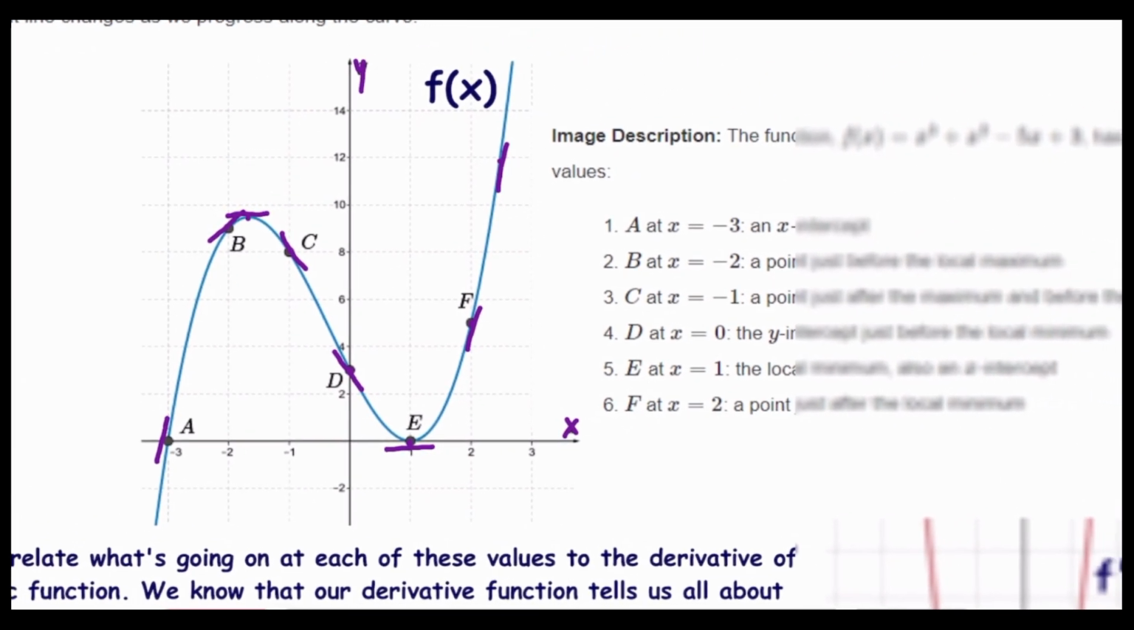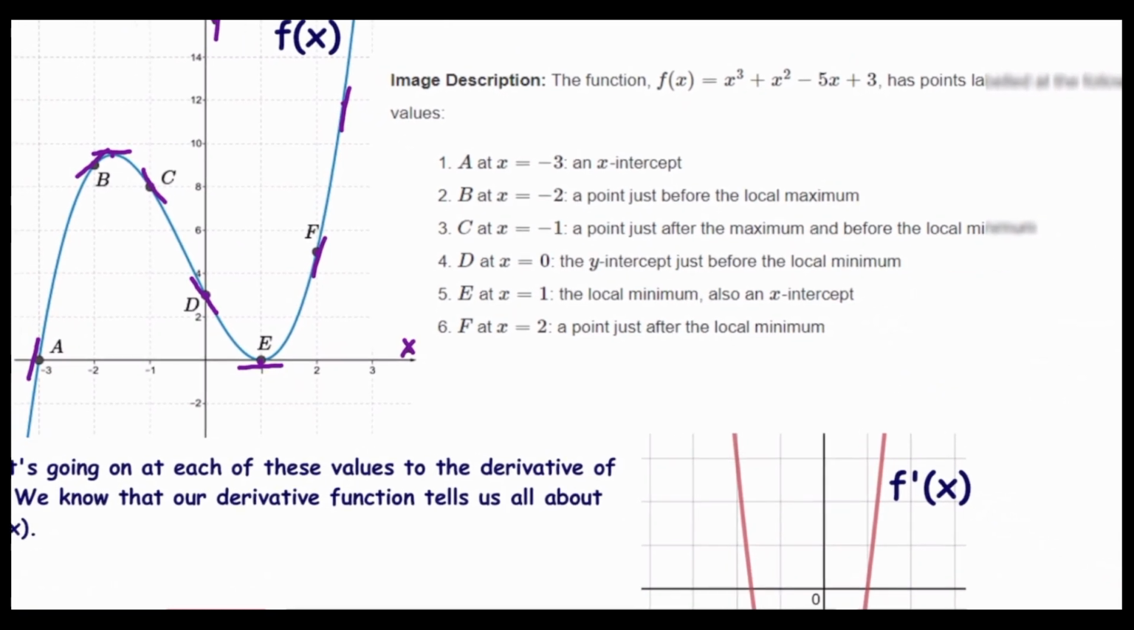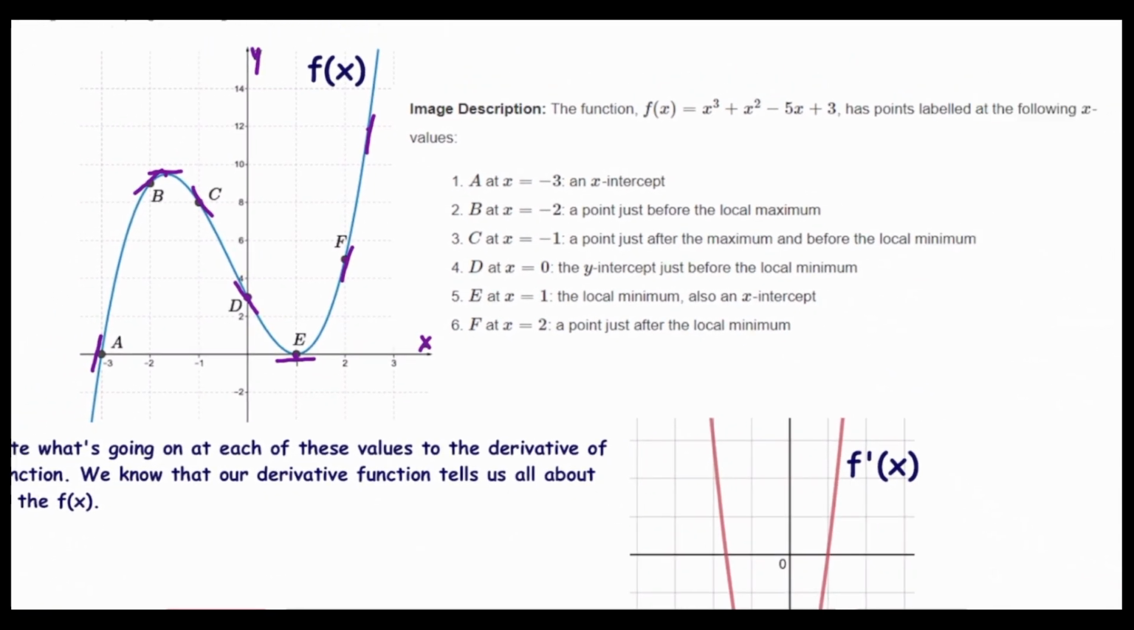And we can see these points are described here on the page as well. At A, at x equals negative 0.3. At B, x equals negative 2, a point just before the local maximum. C, at x equals negative 1, a point just after the maximum and before the local minimum. At D, x equals 0, the y-intercept just before the local minimum. At E, at x equals 1, the local minimum, which is also an x-intercept. And F is at x equals 2, a point just after the local minimum.